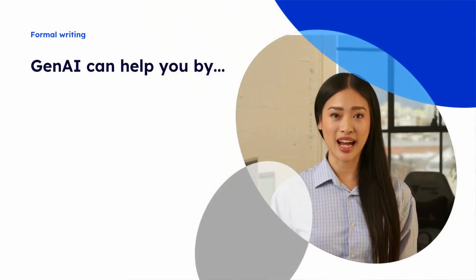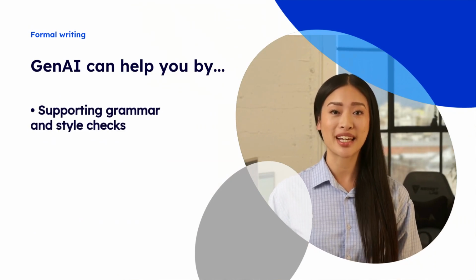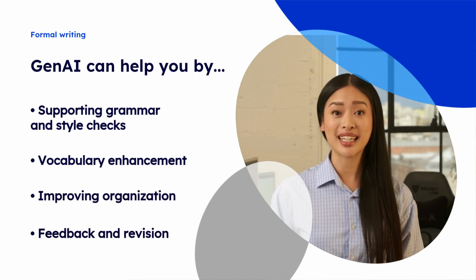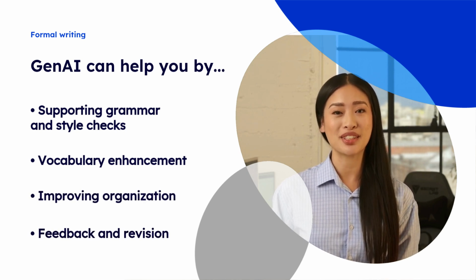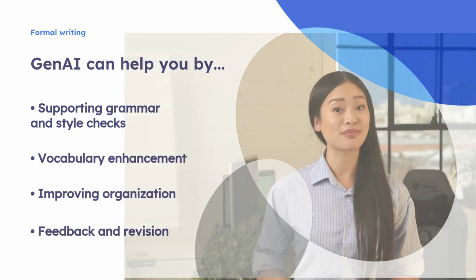Artificial intelligence can help enhance your formal academic writing by providing grammar and style checks, suggesting appropriate vocabulary, offering structural guidance, and delivering instant feedback to improve objectivity and adherence to formal conventions. Let's try it out together.